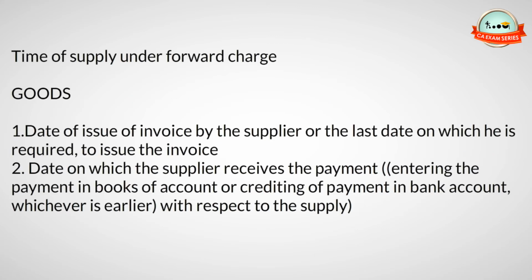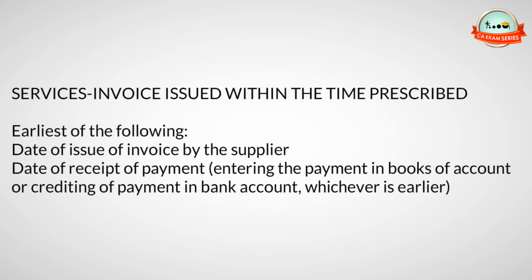Time of supply under forward charge. Goods. 1. Date of issue of invoice by the supplier or the last date on which he is required to issue the invoice. 2. Date on which the supplier receives the payment, entering the payment in books of account or crediting of payment in bank account, whichever is earlier, with respect to the supply.